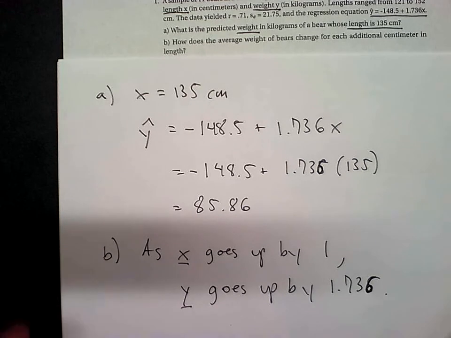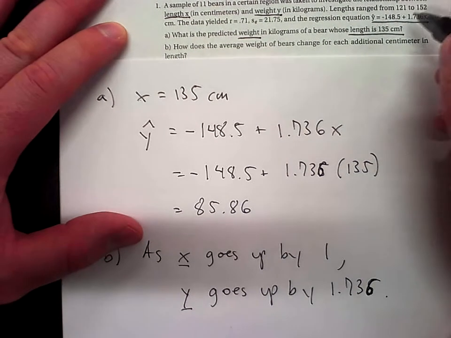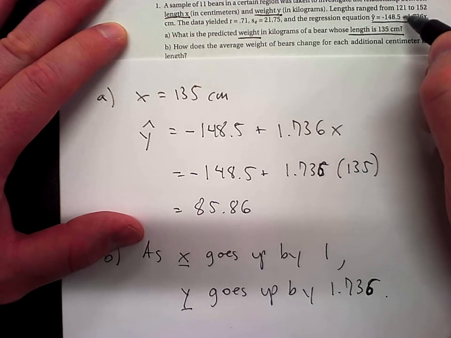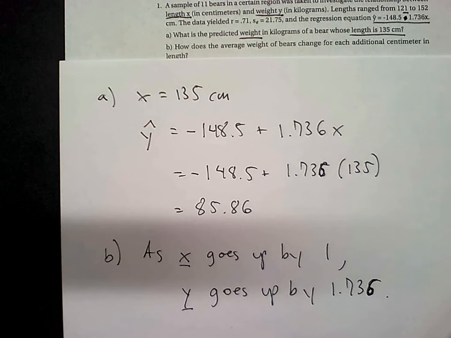So, suppose that this question was a little bit different. Suppose that our regression equation wasn't 148.5 plus this. Let's suppose that it was negative 148.5 minus this. Now, as the length of the bear goes up, what's happening to weight? It's going down, right? So therefore, as x goes up by 1, y would go down by 1.736.